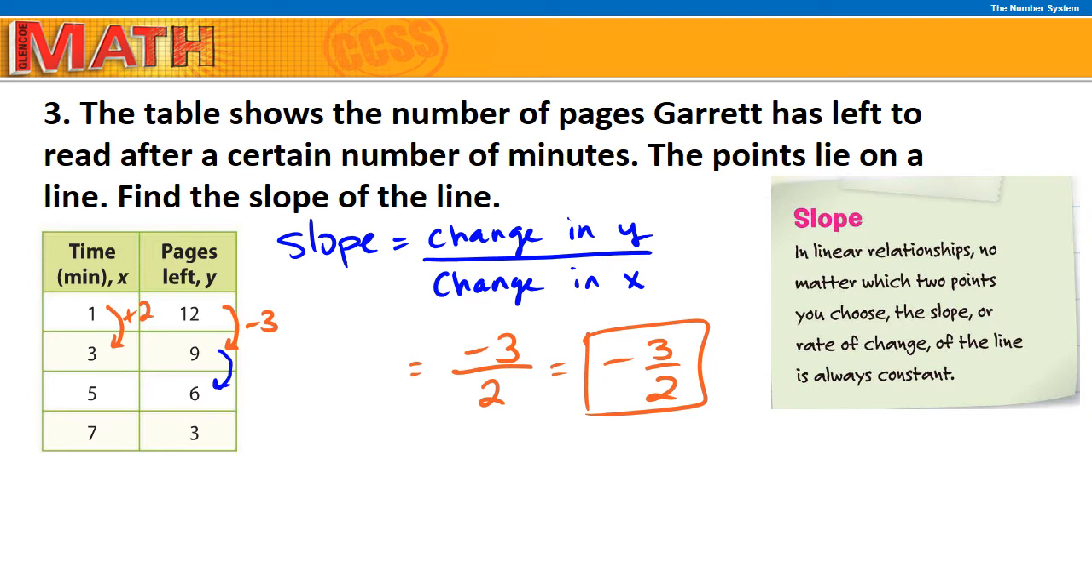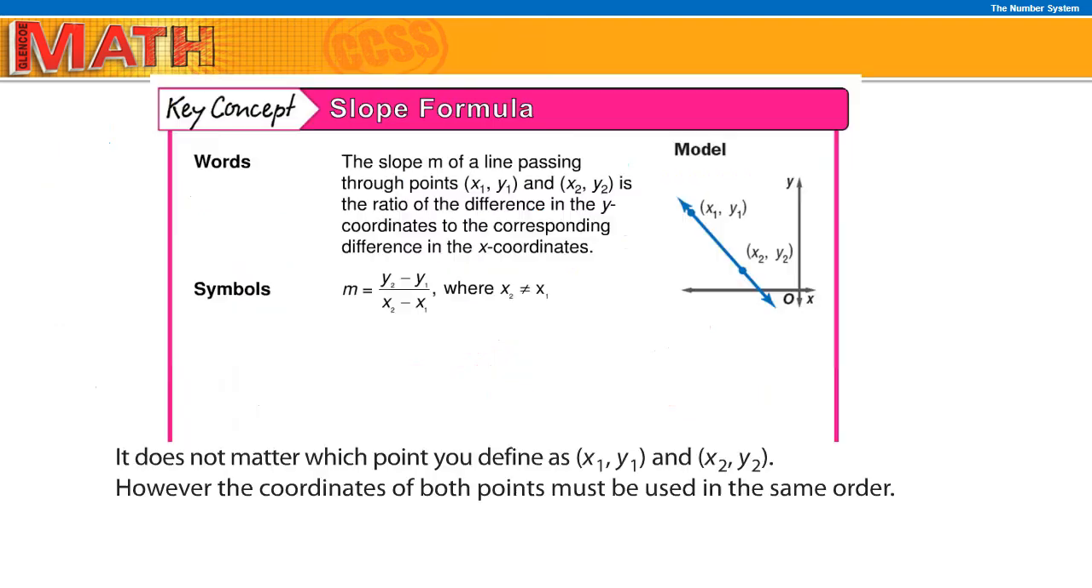Okay. If we were to choose any other points, you can see that it's the same thing. If we were to choose 9 to 6, we're going -3. 3 to 5, we're going +2. From 6 to 3, -3. 5 to 7, +2. It's a linear relationship. They tell us it's a linear relationship because it says the points lie on a line. So as long as we find a difference in 2 points, we should be okay to find our slope. Once again, slope is the same as our constant rate of change.